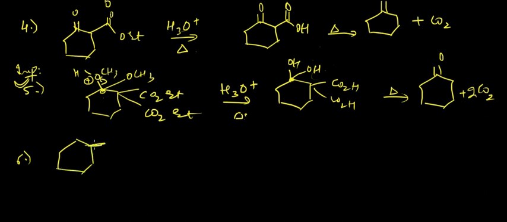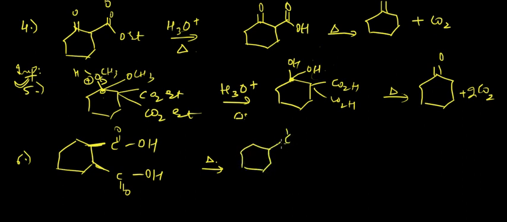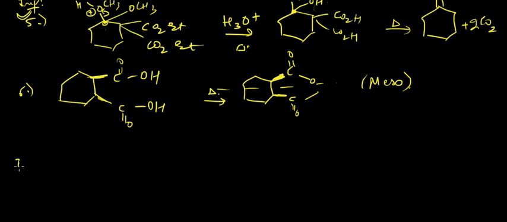What happens when we take this compound and we heat it? Okay, what will we be getting? We'll be getting a meso compound, an anhydride. Whenever a geminal dicarboxylic acid reacts, we get an anhydride, and in this case it would be a meso compound. Why? It has a plane of symmetry.